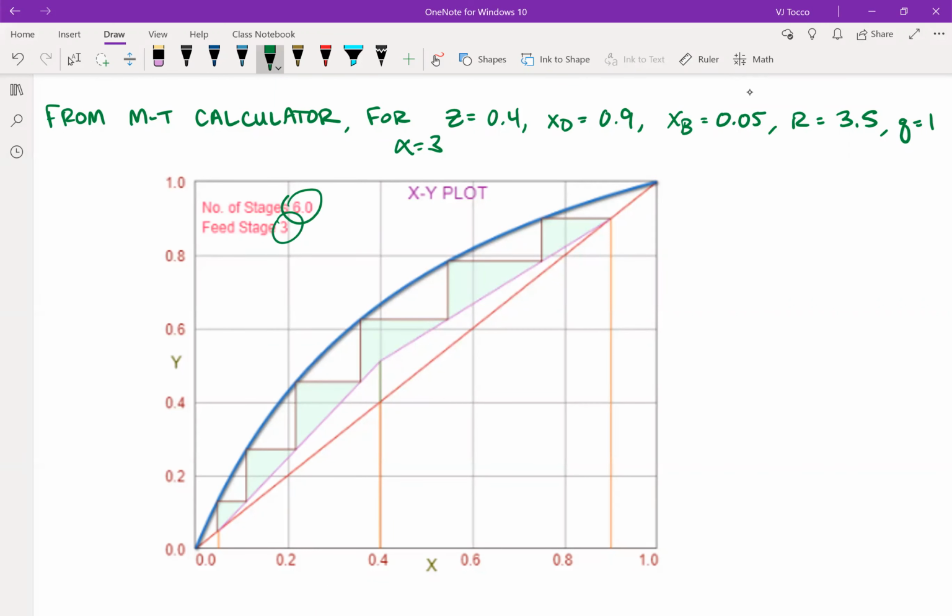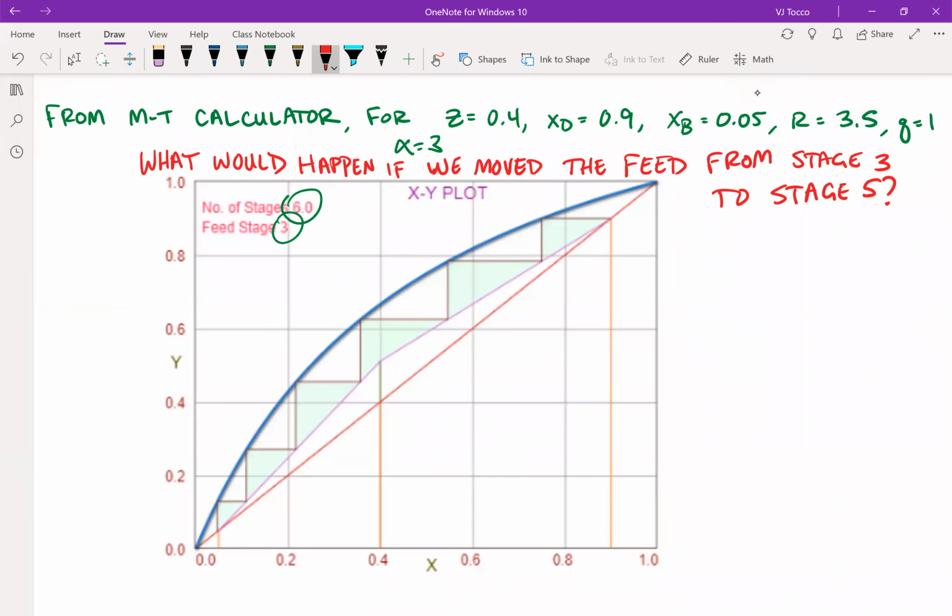Now, as I mentioned in a previous video, the McCabe-Thiele calculator is good only if you happen to have all the information that you need. So if you need to work backwards, the calculator won't work. So my question to you in this video is, what would happen if instead of feeding to stage 3, we feed to stage 5 instead?